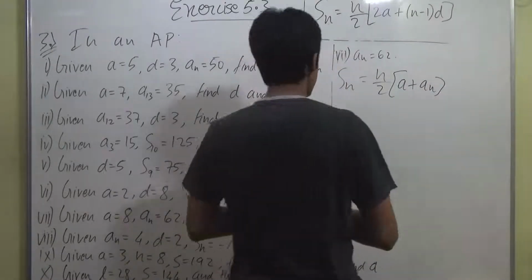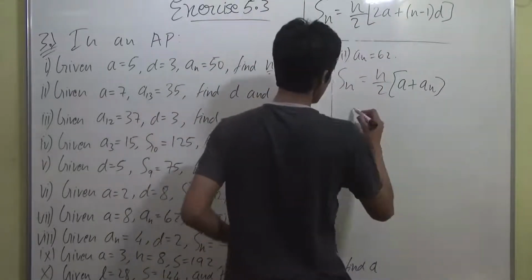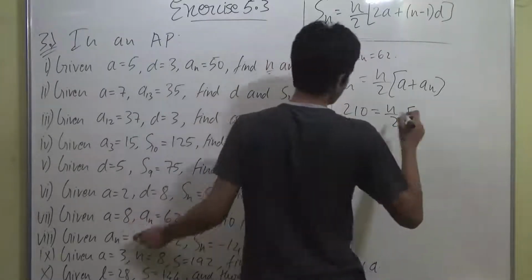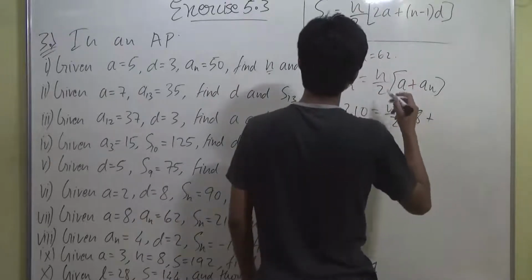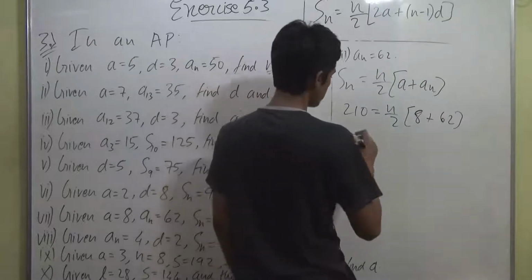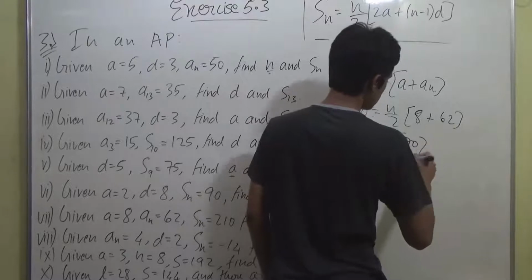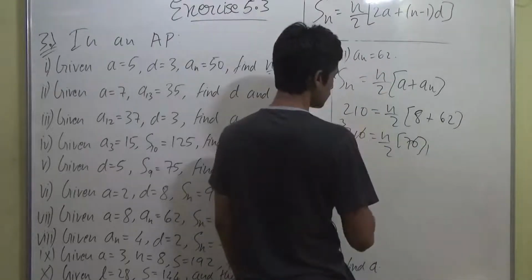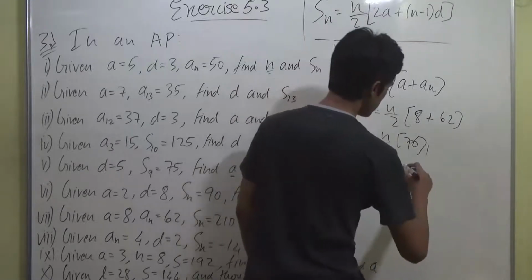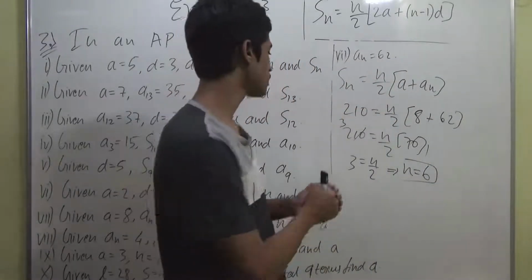Correct guys, right? Now s of n is how much? 210. So 210 equal to n by 2 into a is 8 plus 62, because a of n is 62. Now let's try to solve it guys. So 210 equal to n by 2, this becomes 70. So 3 equal to n by 2. So n will become equal to 6. Right guys, correct, n will become equal to 6.